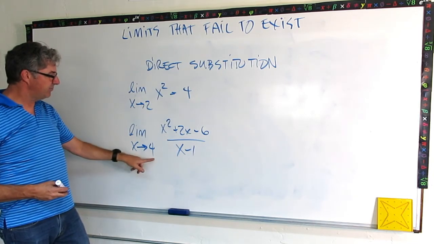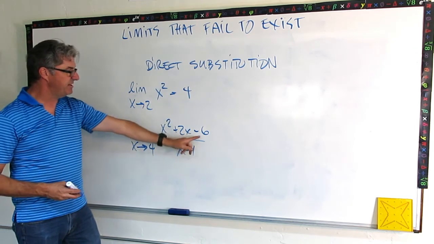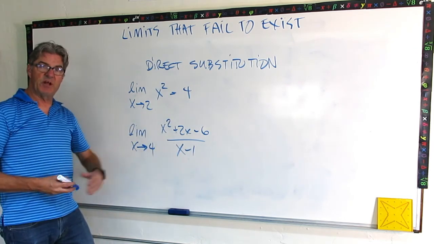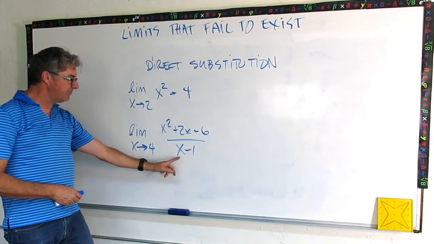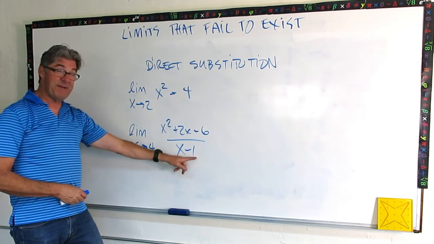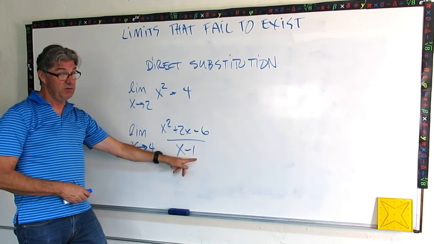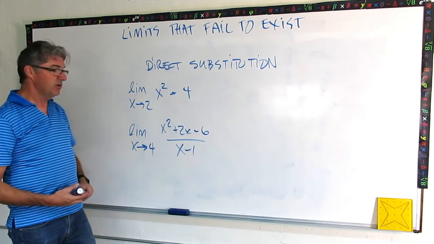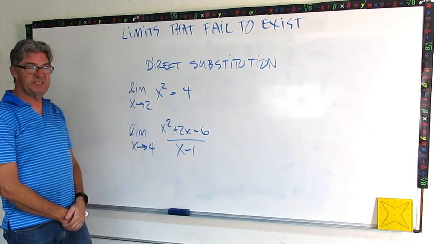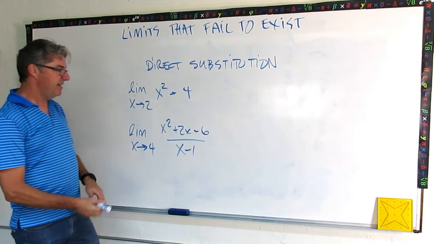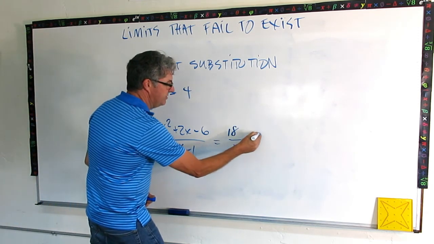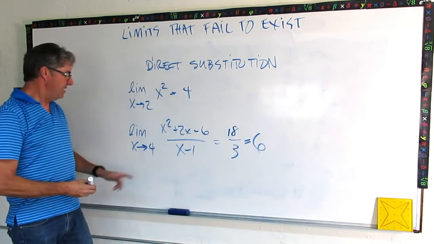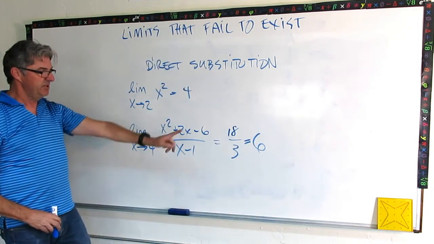So try this one. The limit as x approaches 4 of x squared plus 2x minus 6 over x minus 1. And take a minute before we start. We can do this. As x approaches 4, the bottom of this fraction doesn't get to 0, so we can just plug in. So go ahead, pause the video, plug in 4 for that, see what you get. Okay, this ends up being 18 over 3, which equals 6. So the limit as x approaches 4 of this function is 6.